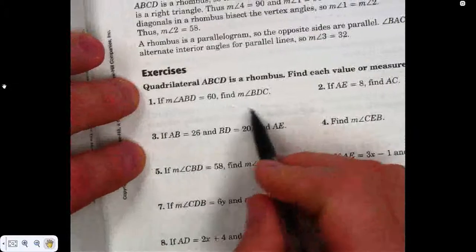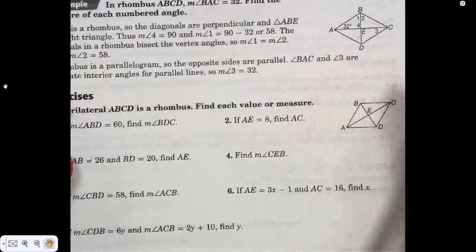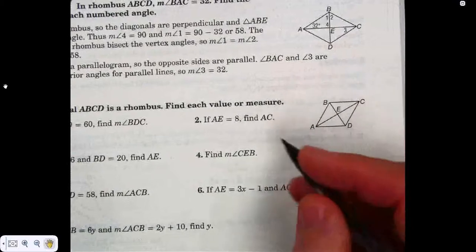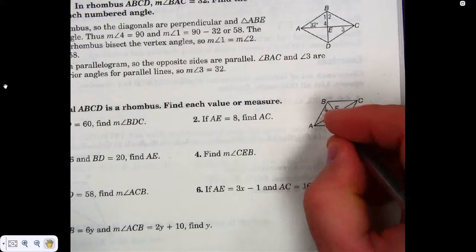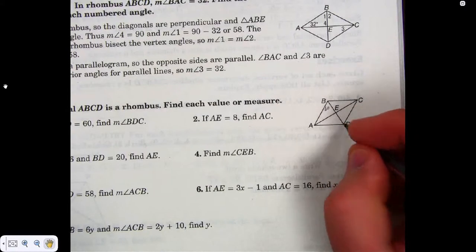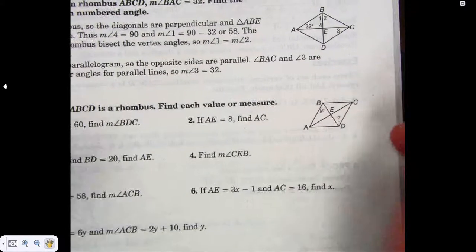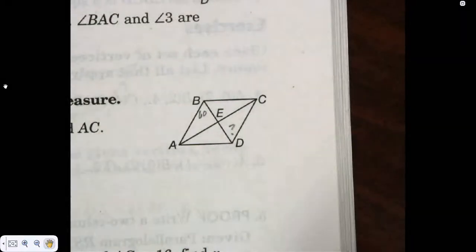First of all, let's look at this one. The measure of angle ABD is 60. Find the measure of angle BDC. The measure of ABD is 60. Find BDC. Okay, that's all they gave us. And what they told us is that this is a what? Rhombus.